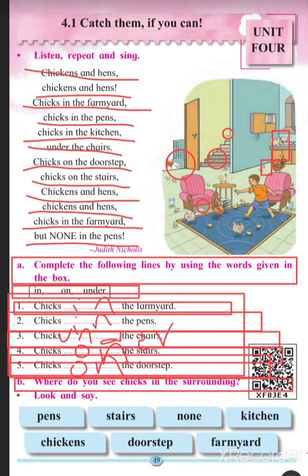The next question is: where do you see chicks in the surroundings? Now you have to answer. You can know it. Where do you see the chicks in the surroundings? At the playground, at a farm, near your house, anywhere you can see the chicks.